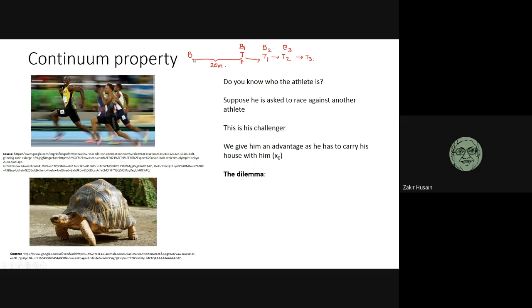How? See, when Bolt reaches here, the tortoise has advanced over here. When Bolt comes to this point, the tortoise has advanced a little bit further. So the distance between them will come down. Maybe by the time the tortoise reaches from T to T1, Bolt has already reached T1.